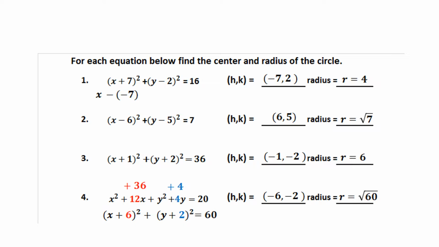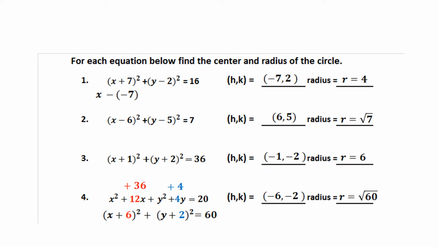Our next problem does not look like a square plus a square equals a square. It's x squared plus 12x, and y squared plus 4y is 20. What we're going to do is to complete the square twice. So x squared plus 12x, we want to add a number to that to make it a square. And the way we do it is we take half of 12 is 6, so (x plus 6) squared. If you add 6 squared, that's 36. x squared plus 12x plus 36 is (x plus 6) squared.